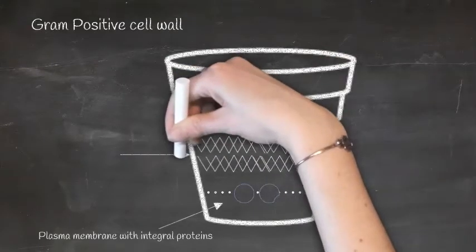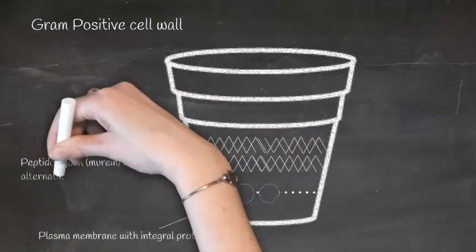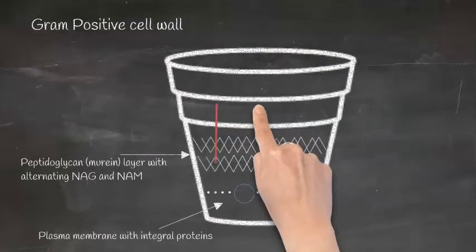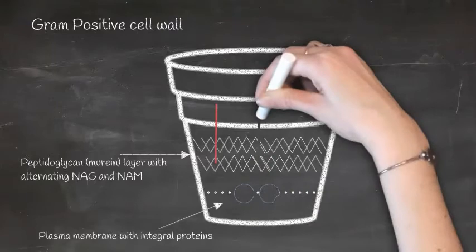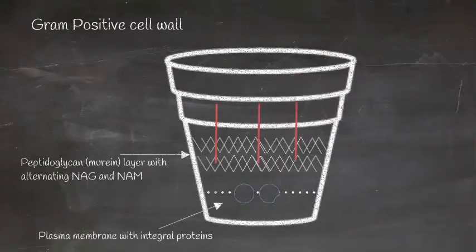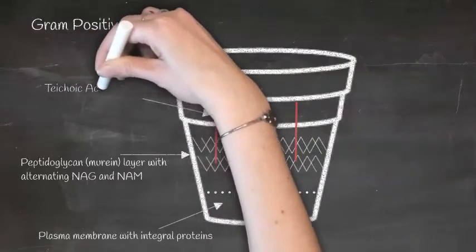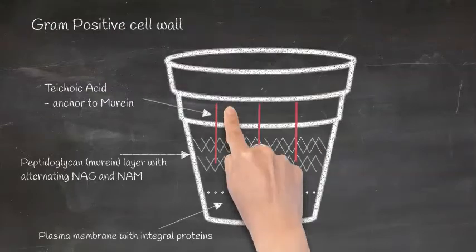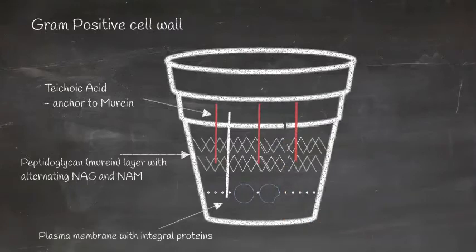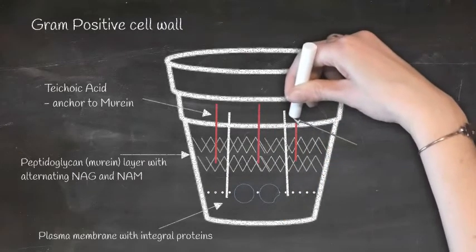Now within this layer, we also have the teichoic acid, which I'm going to draw with the red lines. The teichoic acid is anchored to the murein. And then we have lipoteichoic acid, which I'm going to draw in the color white. The lipoteichoic acid is actually anchored to the plasma membrane, so it goes all the way down to the plasma membrane. As you can see, it is longer. Now, these are the characteristics that are unique to the gram-positive cell wall.